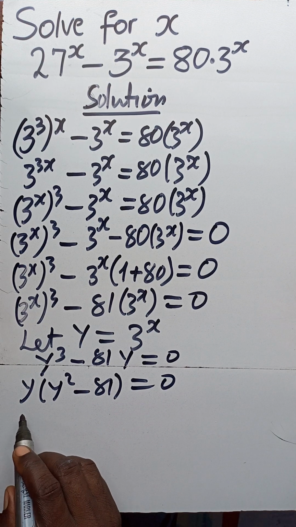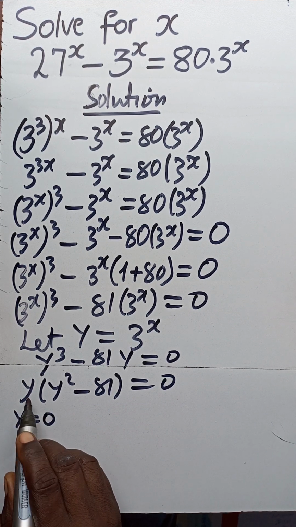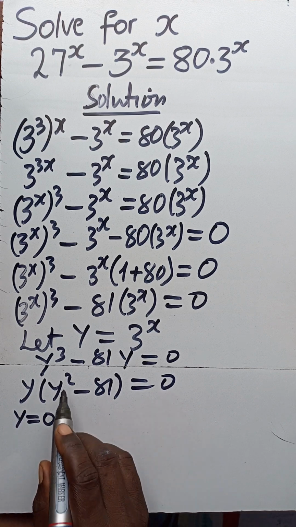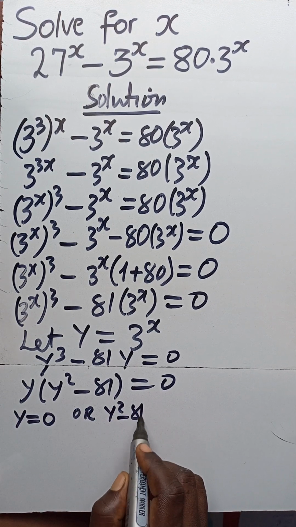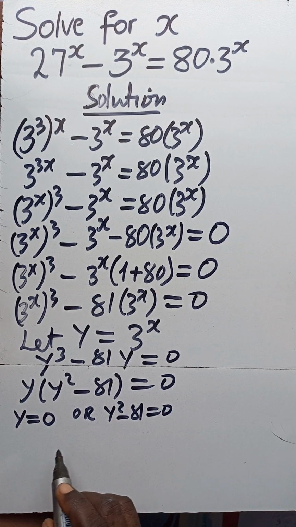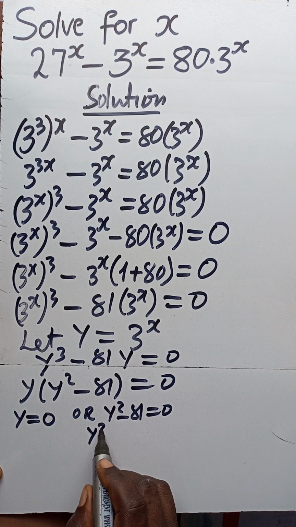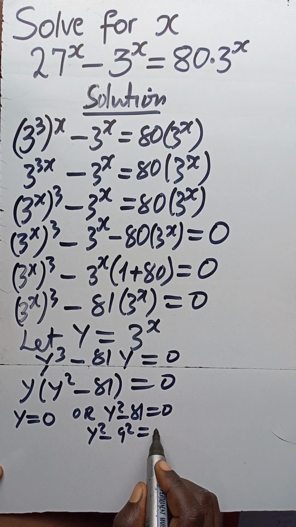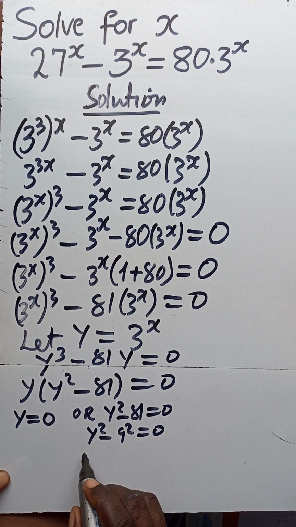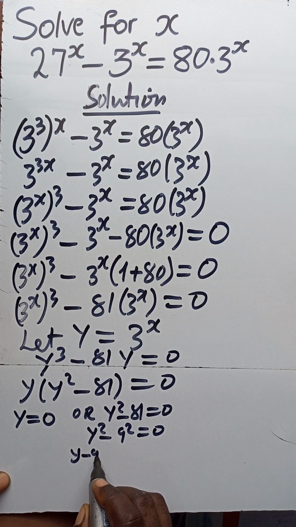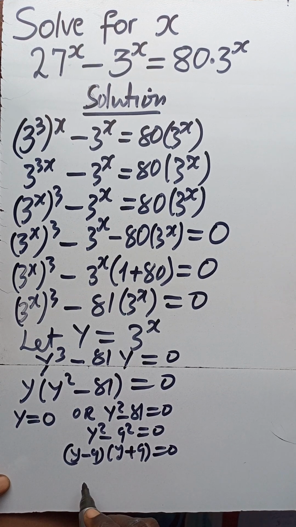This therefore means that either y is equal to 0, or y squared minus 81 is equal to 0. This one here we see is a difference of squares. It is y squared minus 9 squared equal to 0. And we know the identity of difference of squares. It is y minus 9, y plus 9 equal to 0.